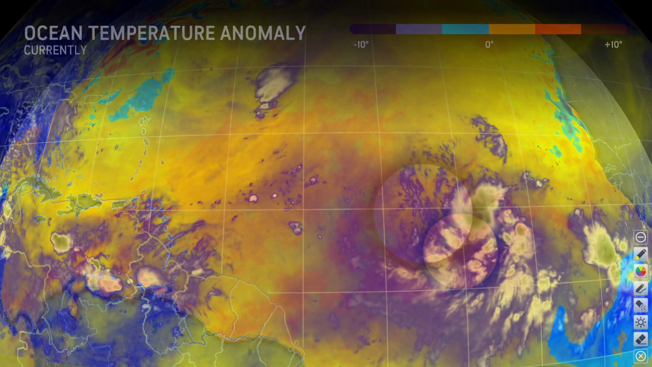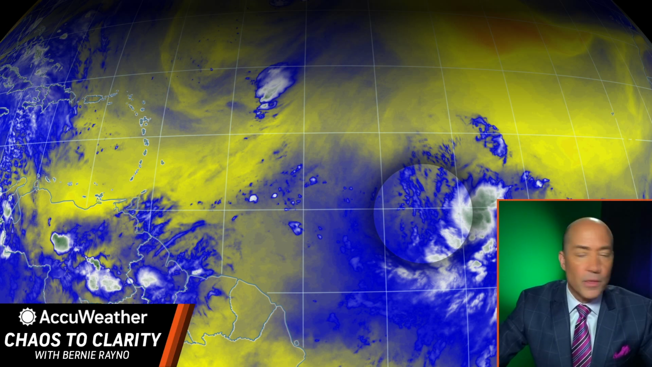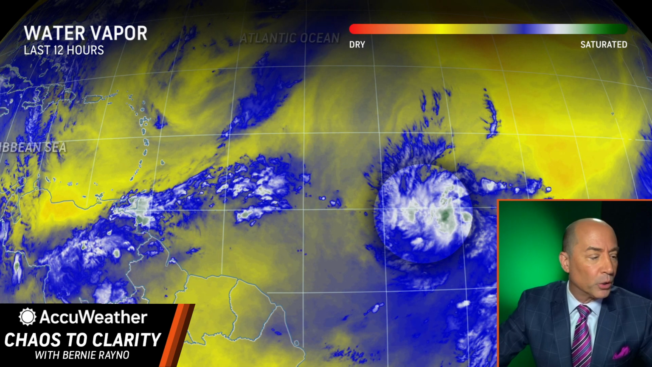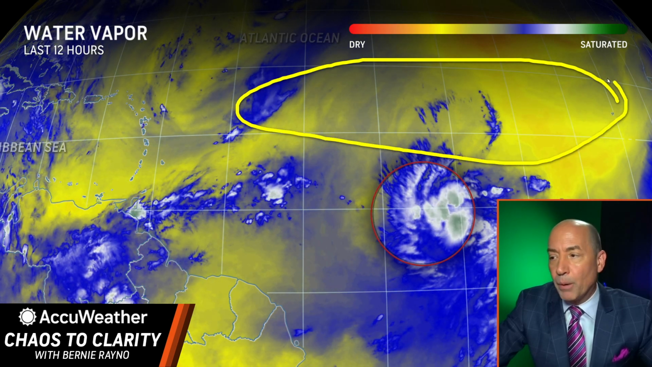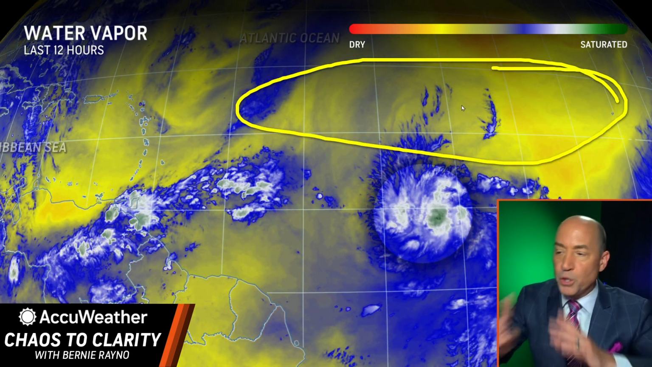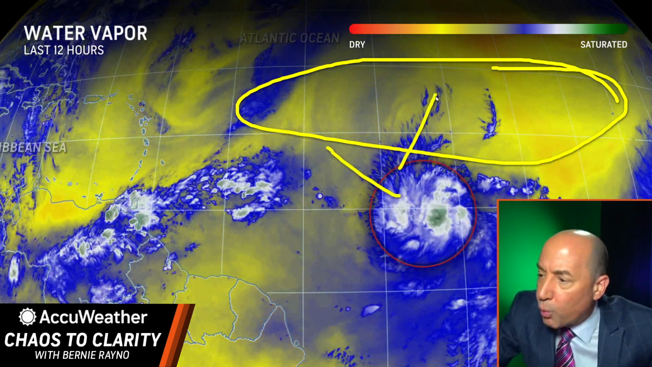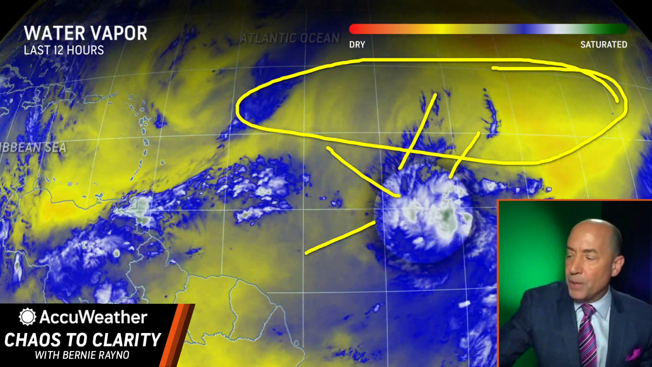What about dry air? Let's take a look at that. I want to show you the water vapor loop. Now, typically, this is why we don't see development in the southeastern Atlantic, because you get all this dry air. You can see that on the water vapor loop right now, mostly north of the system. That's the key, but a lot of dry Saharan dust. But you'll notice that this system is actually pushing away the dry air. You notice that? And I've seen this before with these developing systems.